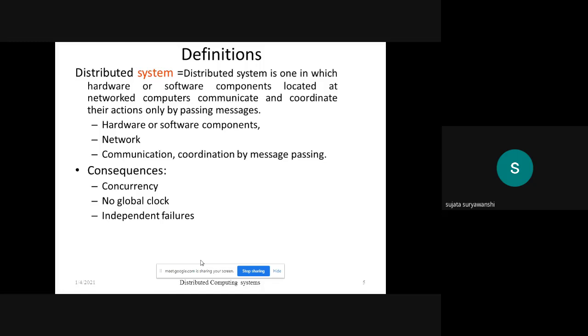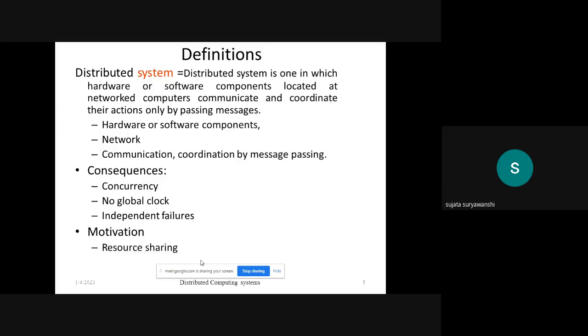As I told previously in the example of the dumb system and the supercomputer, if the supercomputer fails, then the complete system will fail. But in the case of a distributed system, no system is dependent on any other system. So if one of the systems fails, the complete system will not fail. That is why it is called independent failure.